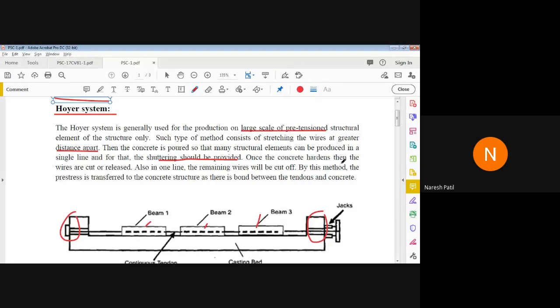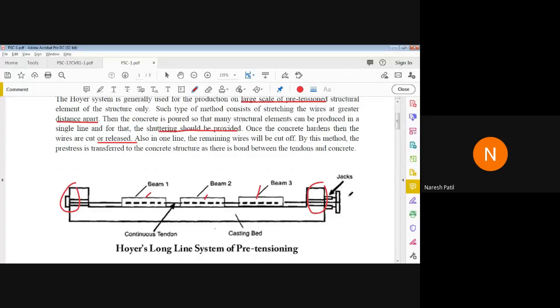Once the concrete hardens, the wires are cut or released. The wire is tied here; you can see by using the jack, the cable is stretched and tied on one side. After pouring the concrete into the elements and reaching the hardened stage, the cables will be released from the ends. That's why it is given.